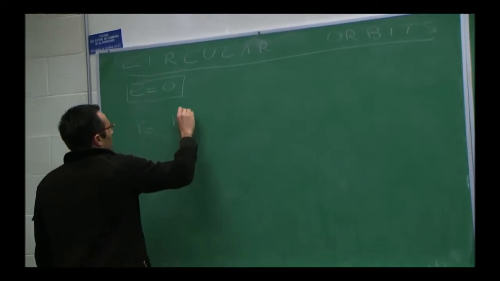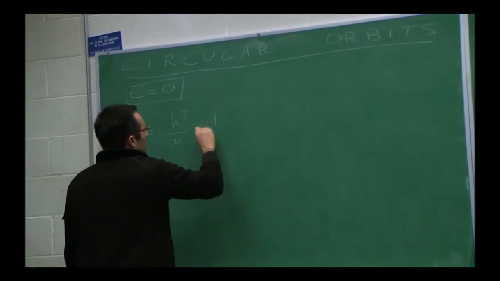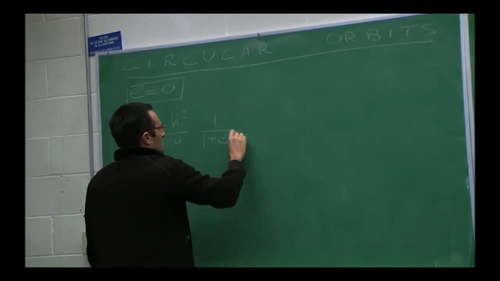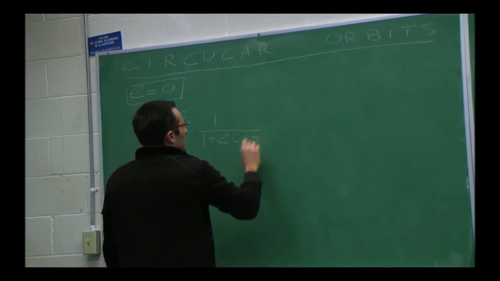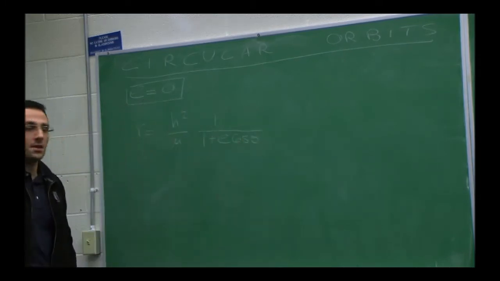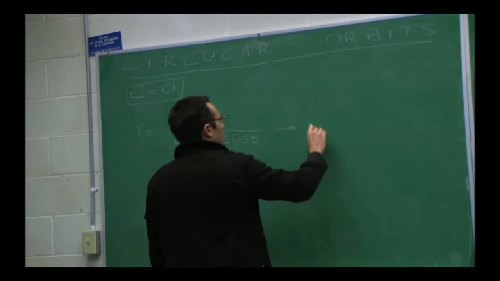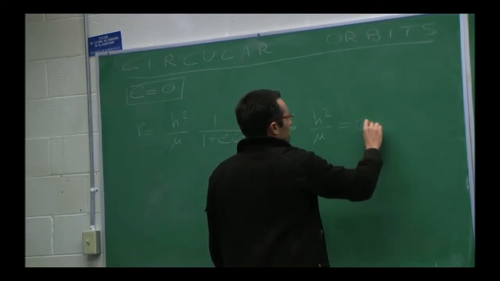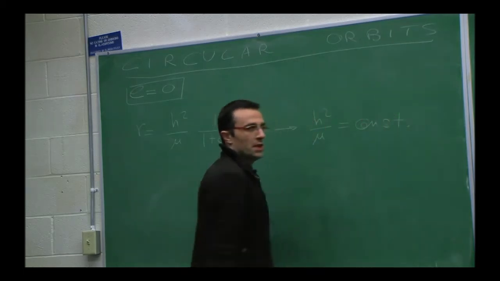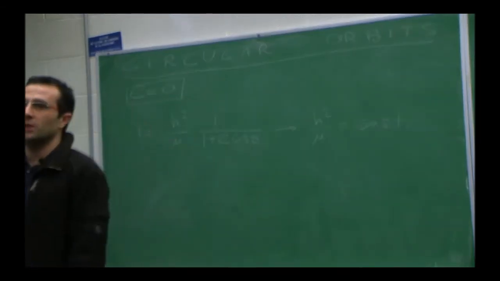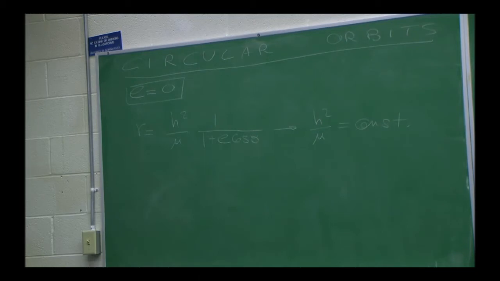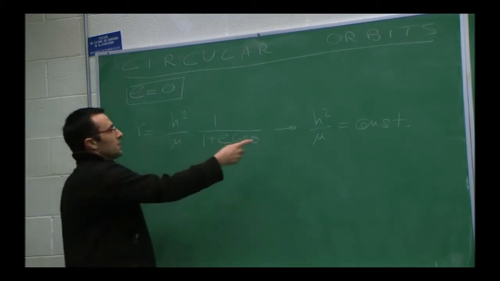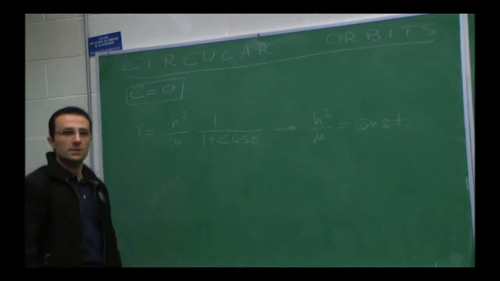The parametric expression for our orbit is the following, as we know. And of course, if e is 0, this collapses to h squared over mu, which is constant. So there's really nothing else to say, quite frankly, for circular orbits. If you have no eccentricity, or the norm of the eccentricity vector is 0, you get a constant radius, no matter what your true anomaly is.